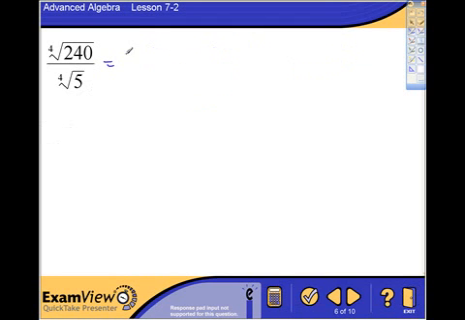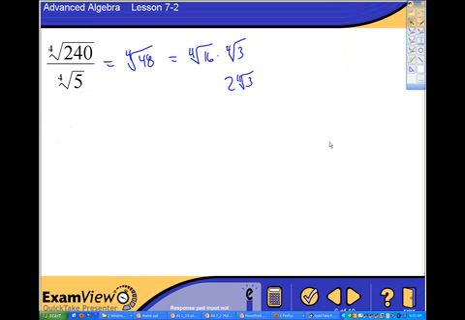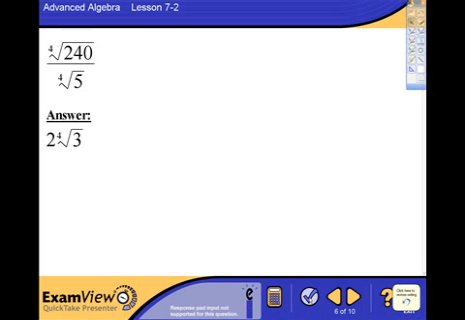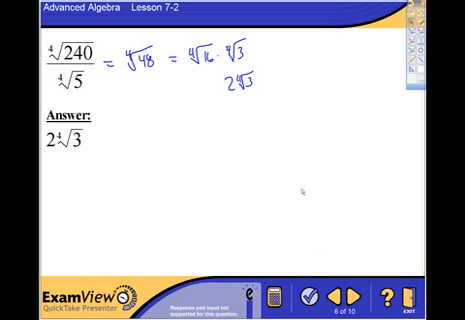Let's see, when I do 240 divided by 5, I get root 48. I know that 48's a multiple of 16. That's root 16 times 4th root 3. So this should come out to 2 4th root of 3. Let's check our answer with theirs, see how we did. There it is, 2 4th root of 3, same thing we just got. Let's move ahead.